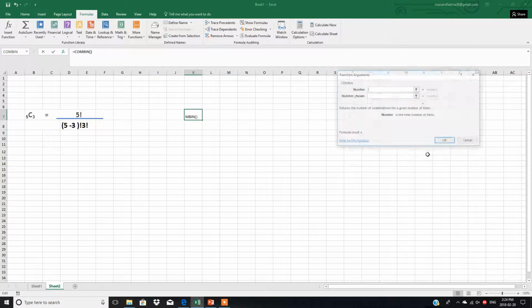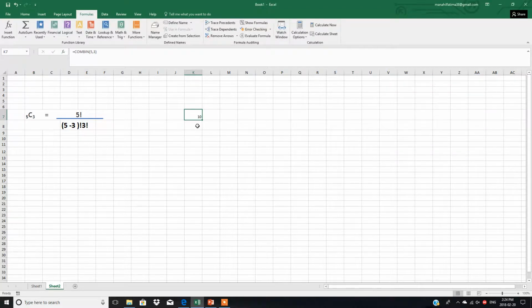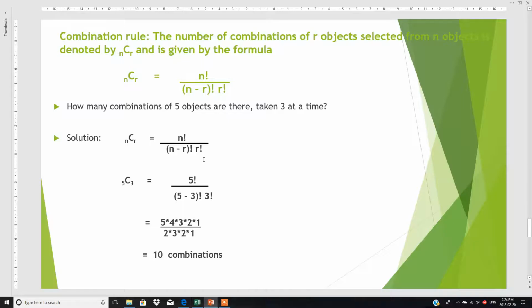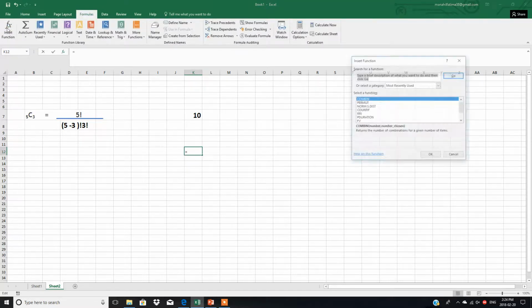So click here. Number: we have 5, n is 5, and Number_chosen is r. So what should be the answer? 10, because we have already calculated this 10. So see, there are 10 combinations, and with the help of a formula we have calculated 10 combinations as well. Now suppose instead of 3 for r, we want 4. How will you get it? Again, go to the same formula, insert.